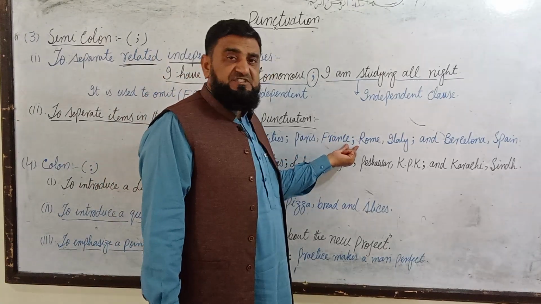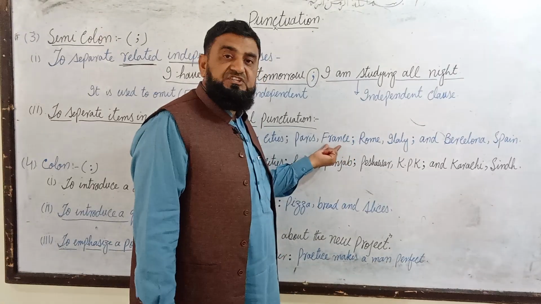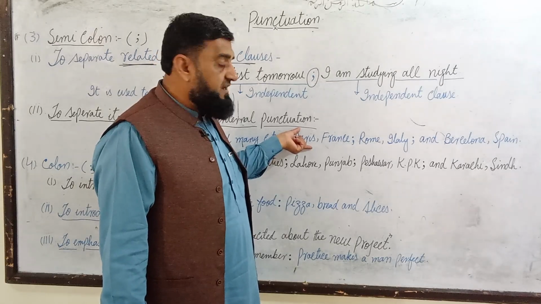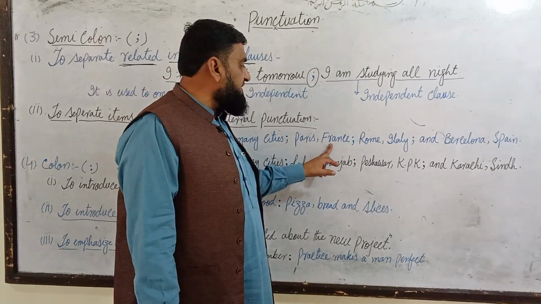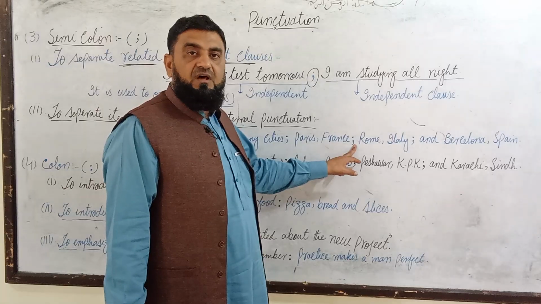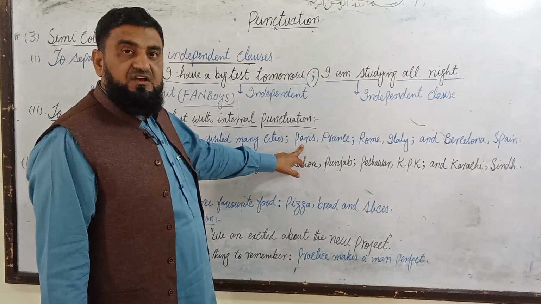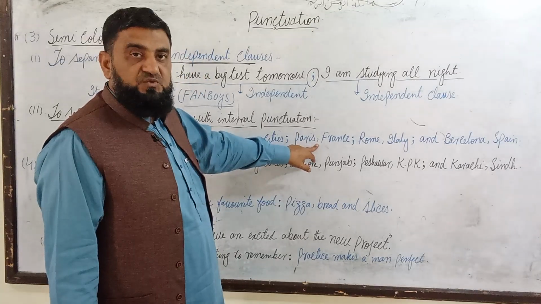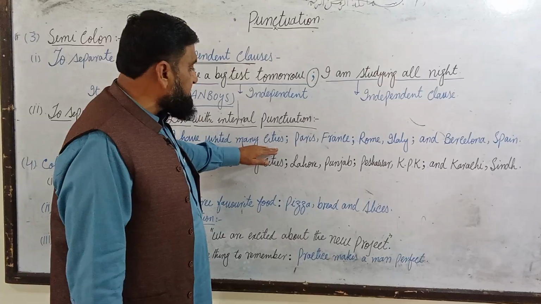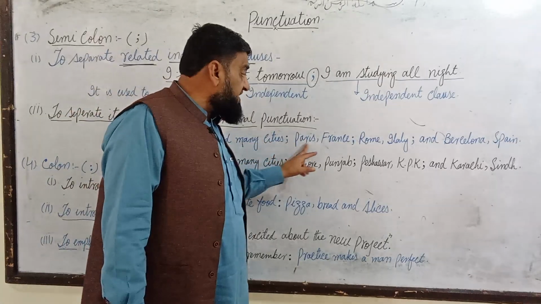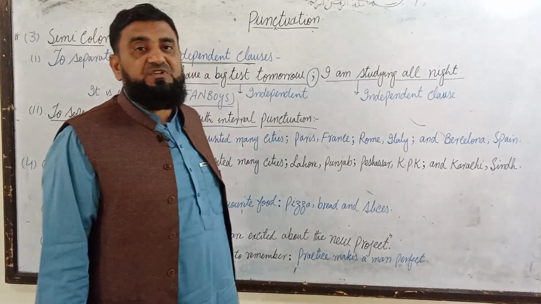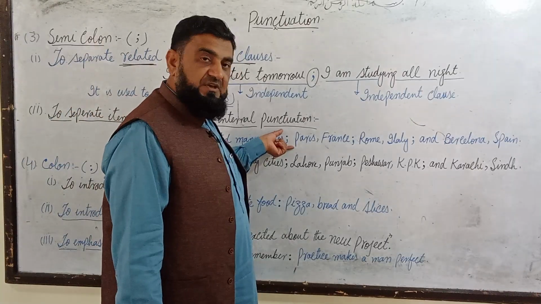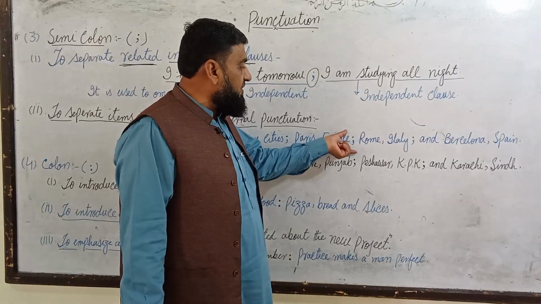The semicolon is for emphasis, and we can detect that one is a country, another is a city. So, after the name of the country, we will use a semicolon. After the name of the city, we will use a comma. So, here the comma is internal punctuation. To separate items within a list having internal punctuation as well. So, cities: Paris, France; semicolon.